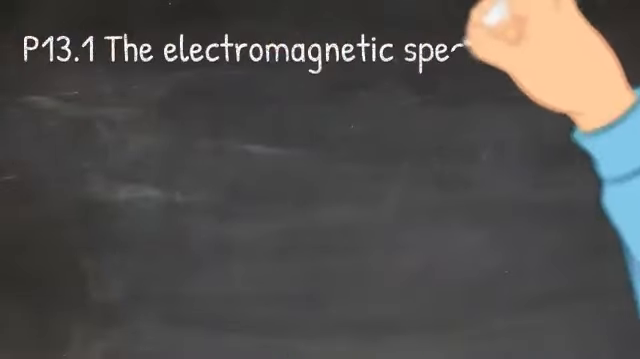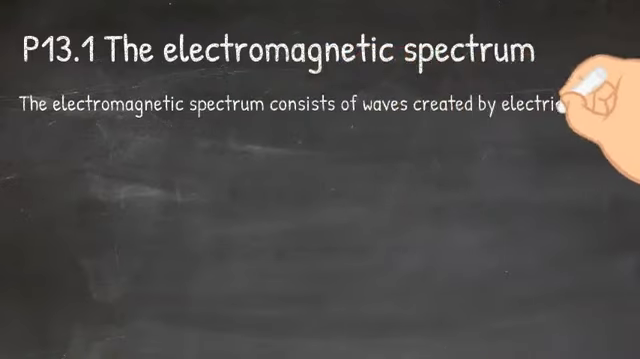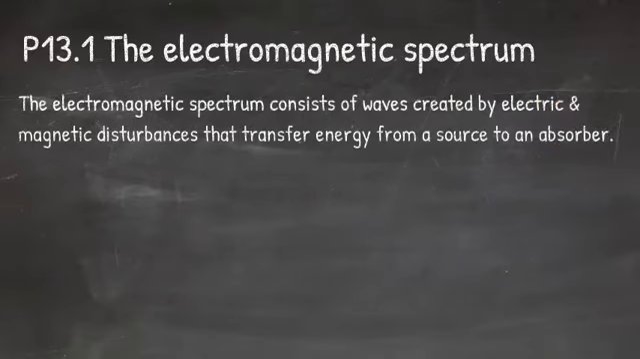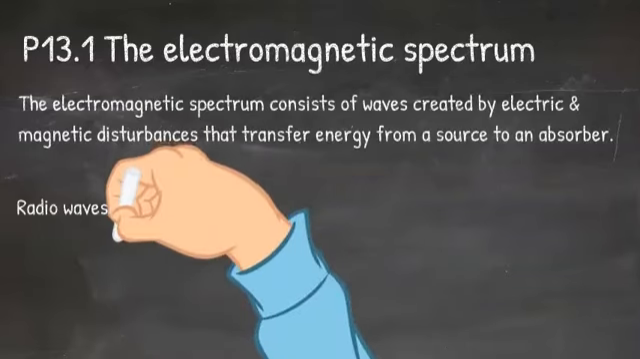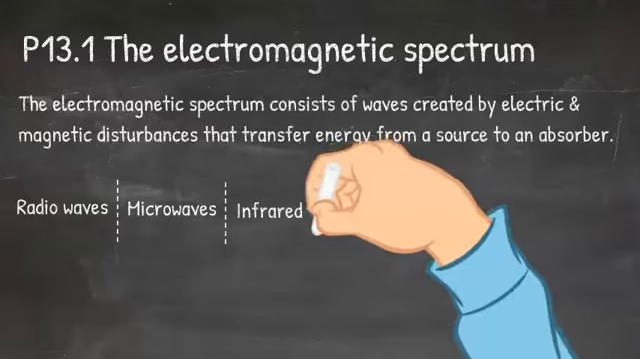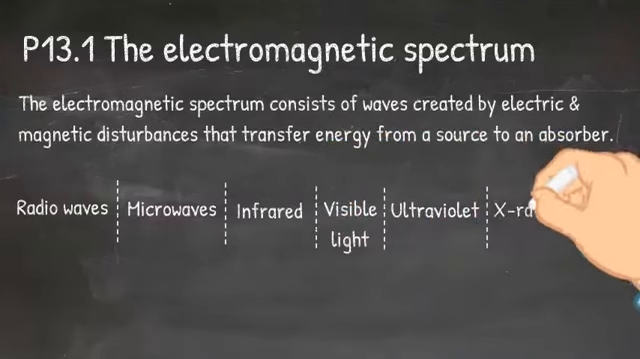In this video, we are looking at the electromagnetic spectrum. The electromagnetic spectrum consists of waves created by electric and magnetic disturbances that transfer energy from a source to an absorber. The electromagnetic spectrum consists of 7 parts: radio waves, microwaves, infrared, visible light, ultraviolet, X-rays and gamma rays.